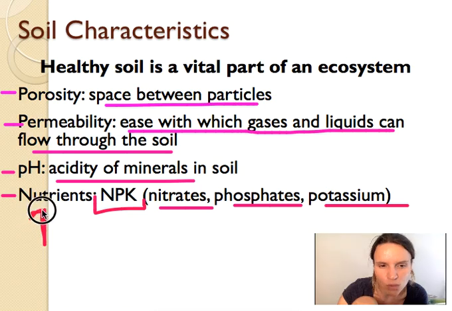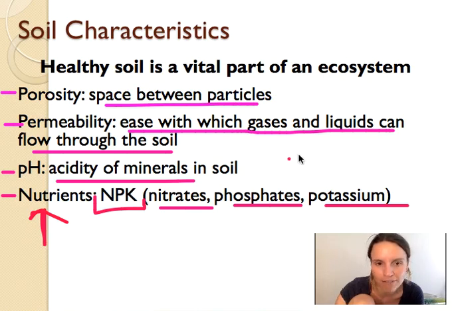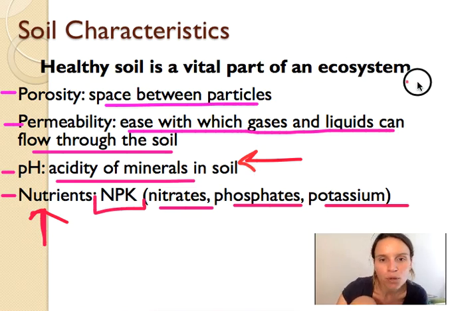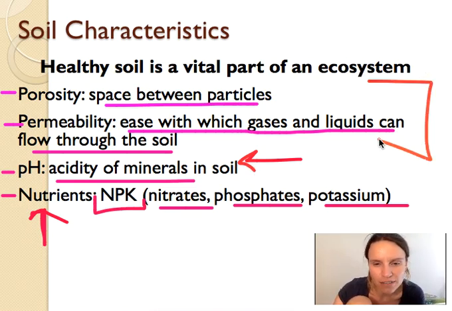This is the easiest one to manipulate. We can change the nutrients that are present in soil pretty quickly by adding a fertilizer. pH is relatively easy to manipulate because we can add acidifying agents or agents to make a soil more basic, like lime. And porosity and permeability we're kind of stuck with.